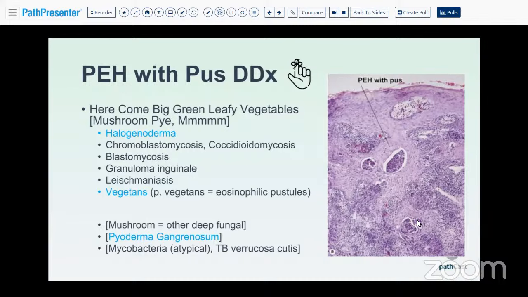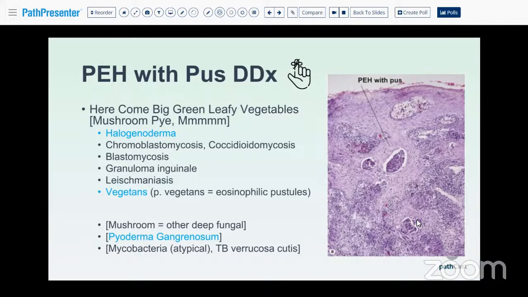Highlighted in blue here are non-infectious entities that are on the differential. Halogenoderma is a very rare condition that we get when we ingest too many things like bromides or iodides, halogens, that can lead to these unusual skin lesions that present with pseudoepitheliomatous hyperplasia and pus. Pemphigus vegetans, so the V is for vegetans or the vegetables, is a unique variant of pemphigus that has pseudoepitheliomatous hyperplasia, but the pustules are eosinophilic rather than neutrophilic. The pie is pyoderma gangrenosum, which can sometimes present with pseudoepitheliomatous hyperplasia and pus.